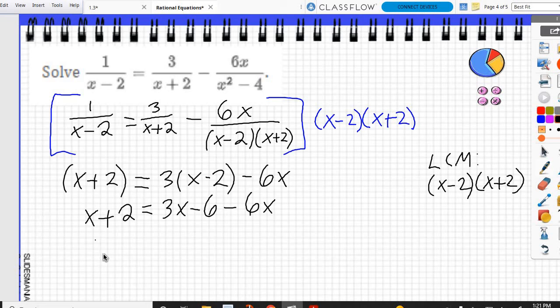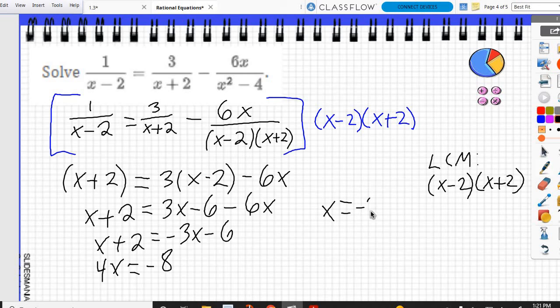3x minus 6x gives us negative 3x minus 6. If I add my 3x, I get 4x. Subtract my 2, negative 8x. So we get x equals negative 2.